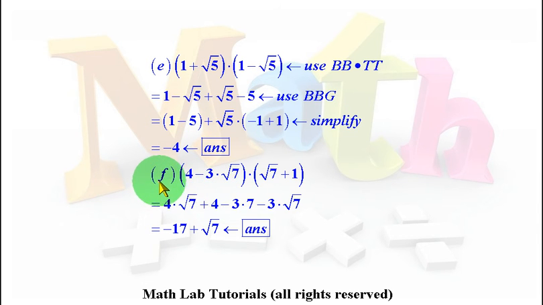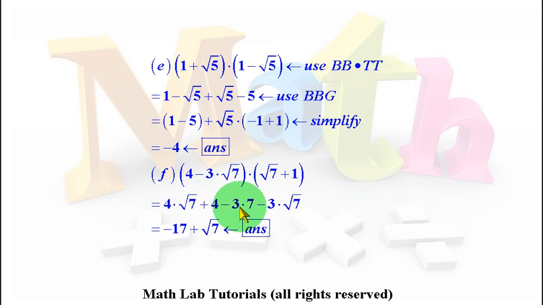Let's look at F. I believe that's the final part in this question. Again, we have 2 bullets and 2 targets, and we're going to start firing bullets at targets. We get 4 dot root 7, which is just 4 root 7, and then 4 dot 1, which is 4, and then minus 3 root 7 dot root 7 is just minus 3 dot 7, because you'll recall that root 7 dot root 7 is just 7, and then finally minus 3 root 7 dot 1 is just minus 3 root 7.